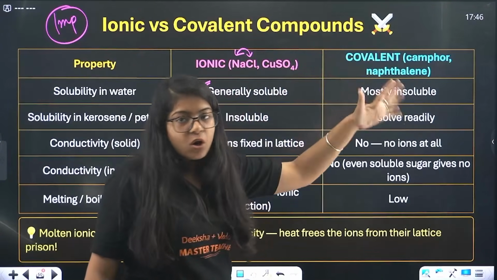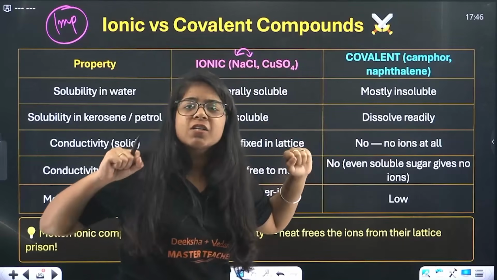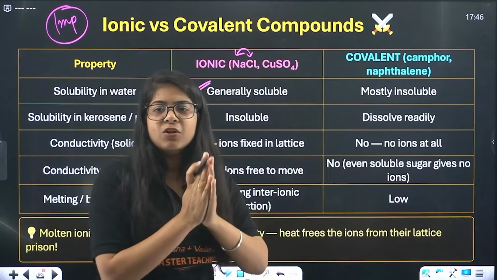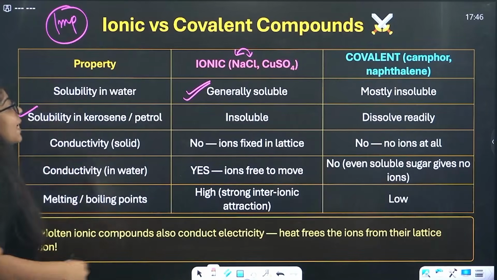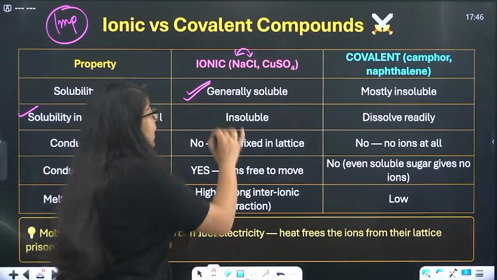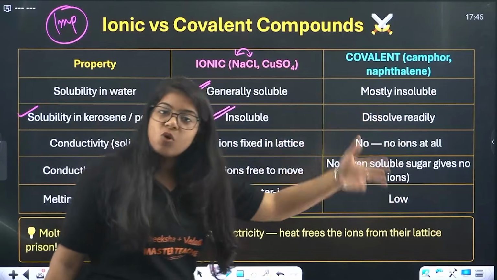Covalent compounds like camphor and naphthalene are not soluble in water. Covalent bonds, they are sharing. Sharing is caring. They are caring for each other. They will not break, so they will not be soluble. Then solubility in kerosene: ionic compounds are insoluble, but covalent compounds dissolve readily.